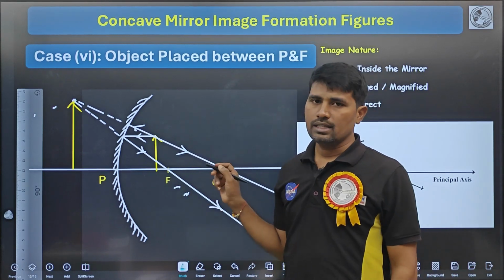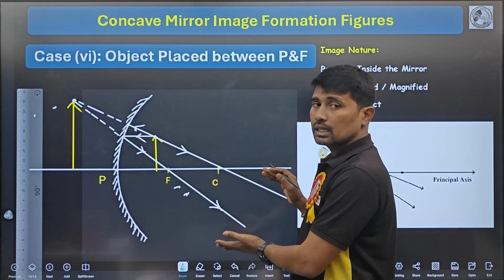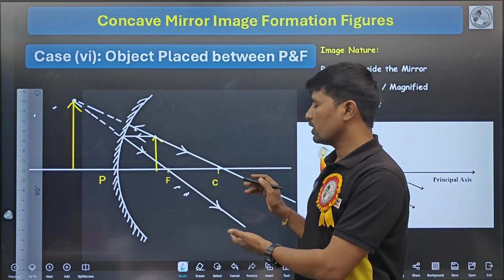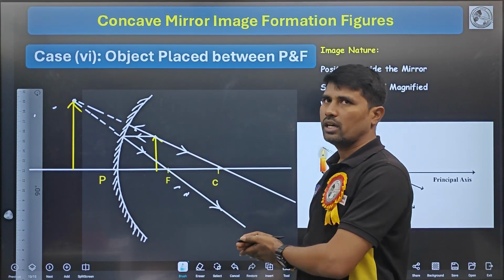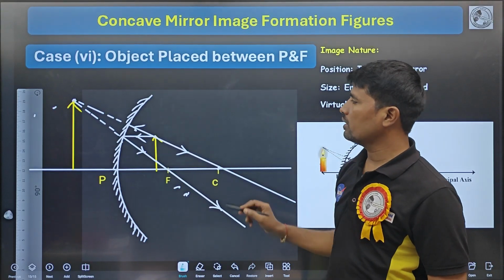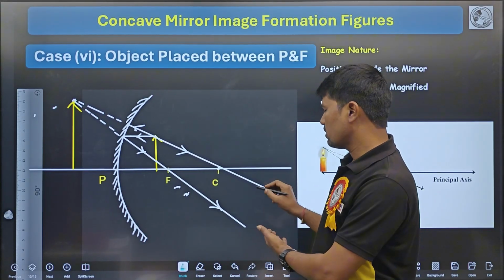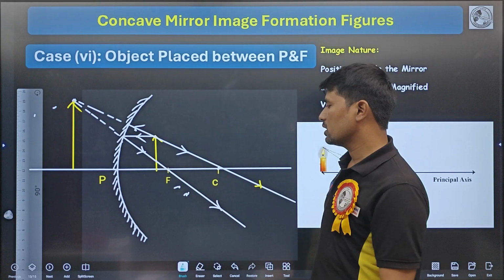In all the cases we got convergent rays, meaning after reflection these two rays are meeting at one point. But especially in case 6, object placed between P and F, these two rays we are getting are diverging rays, meaning they are moving apart from each other.